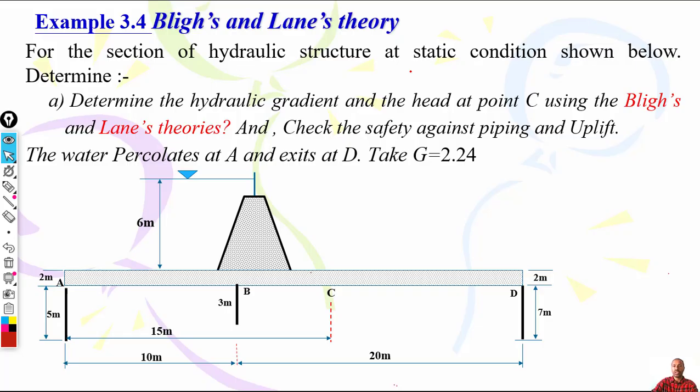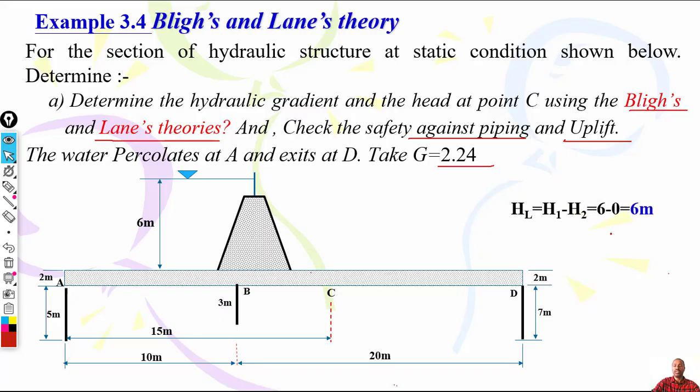Okay, example 3.4, Bligh's and Lane's theory. For the section of the hydraulic structure at static condition shown below, determine the hydraulic gradient and the head at point C using Bligh's and Lane's theories, and check the safety against piping and uplift. The water percolates in at A here and exits at point D. Take G as this one.